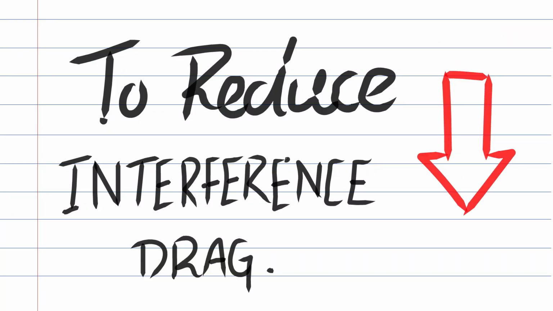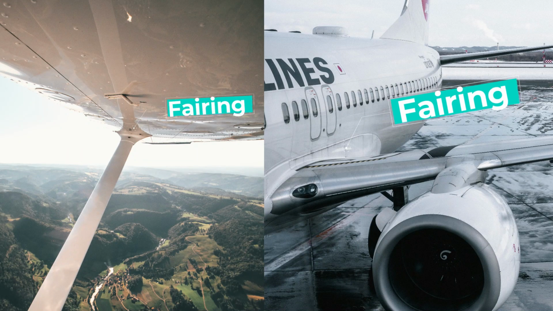To reduce the interference drag, you need fairings. The fairings will smoothen the airflow around the intersection areas, causing way less drag.